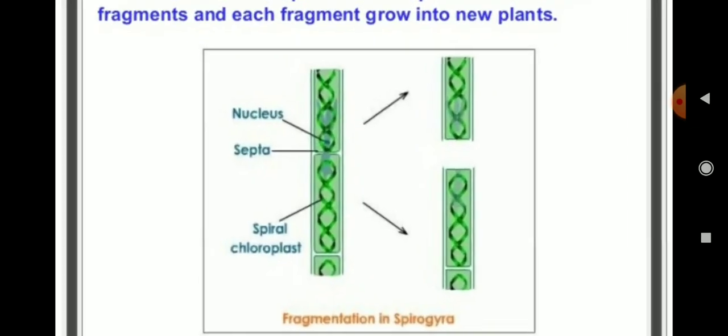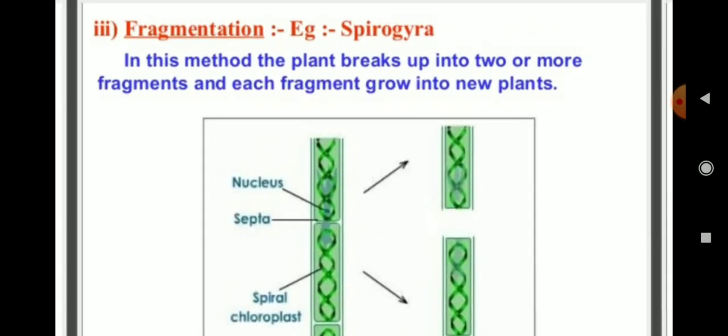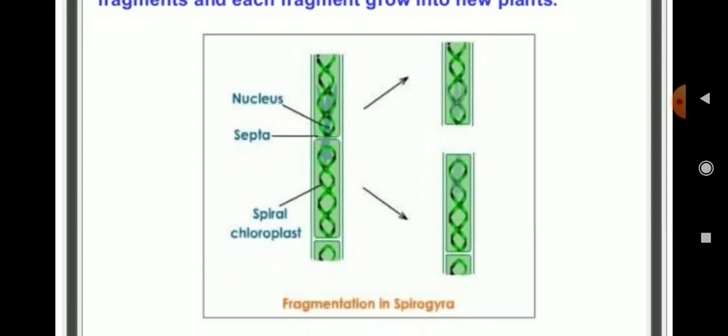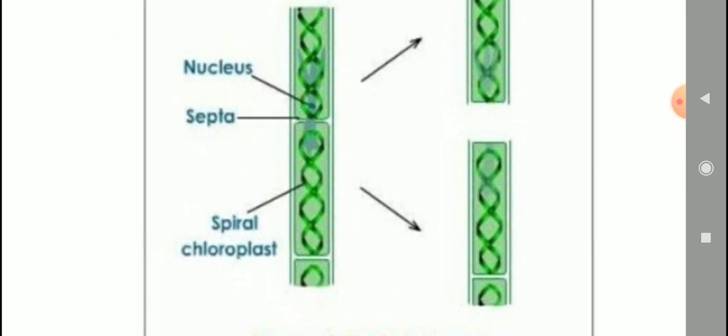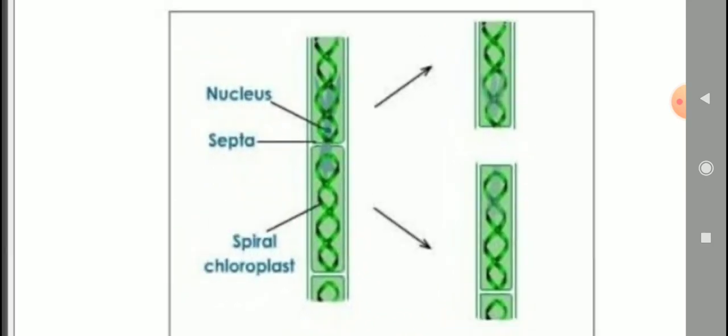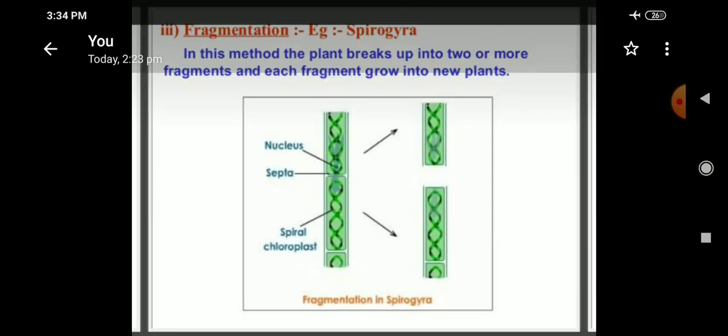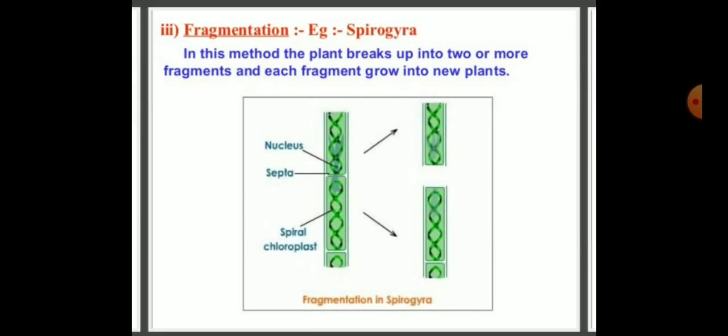Next one, fragmentation. Example, Spirogyra. It is very important, 1 mark: which one of the following is a fragmentation example? Spirogyra. In this method, the plant breaks up into two or more fragments and each fragment grows into a new plant. All of you see this picture. Nucleus, septa, spiral, chloroplast. The plant is cut off, then the plant will grow. That is fragmentation in Spirogyra.